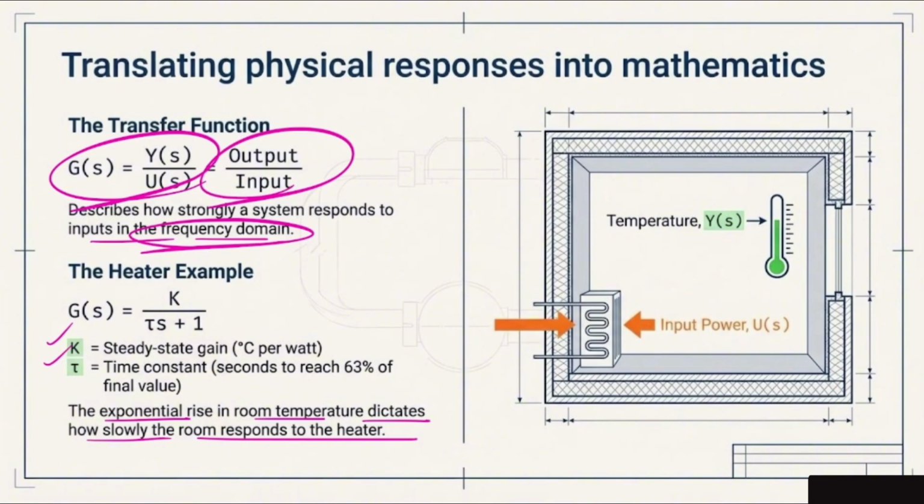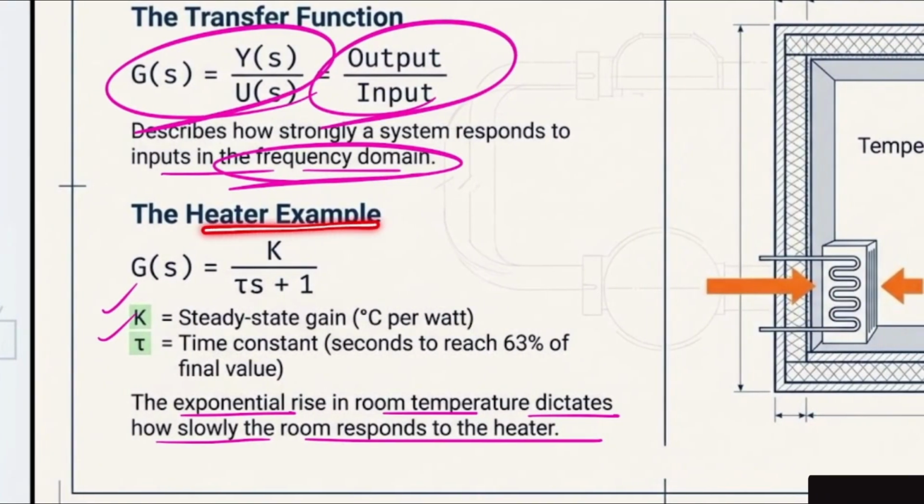That's why we have to work in the frequency domain. And in the frequency domain we have the Laplace equations, which I will talk about. For now, let's have an example: the heater example. Imagine this is the transfer function. The output divided by input is K divided by tau S plus 1. K is the gain, which we will see a lot in the future because we have to change it. The tau is the time constant.